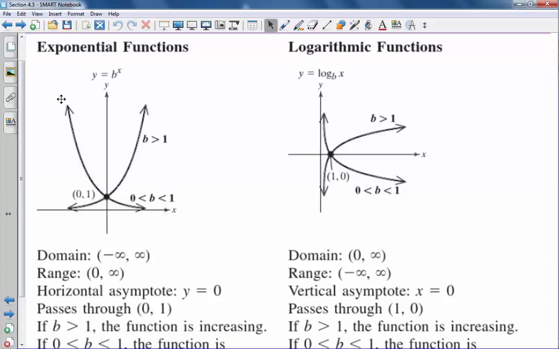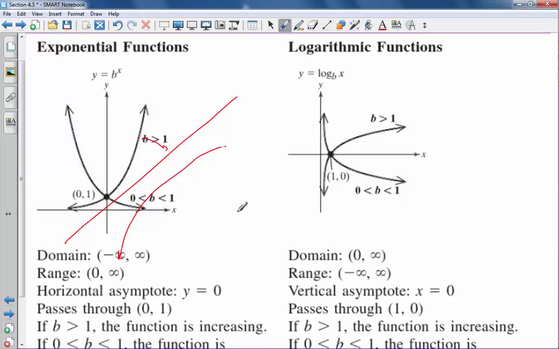Let me review this. Logarithmic functions are inverses of exponential functions. So their graphs are just reflections of exponential functions' graphs along the y equals x line. Where is the y equals x line? Right between x and y. So when you flip this across this line, you get something like this black one. When you flip this one, you get that guy.